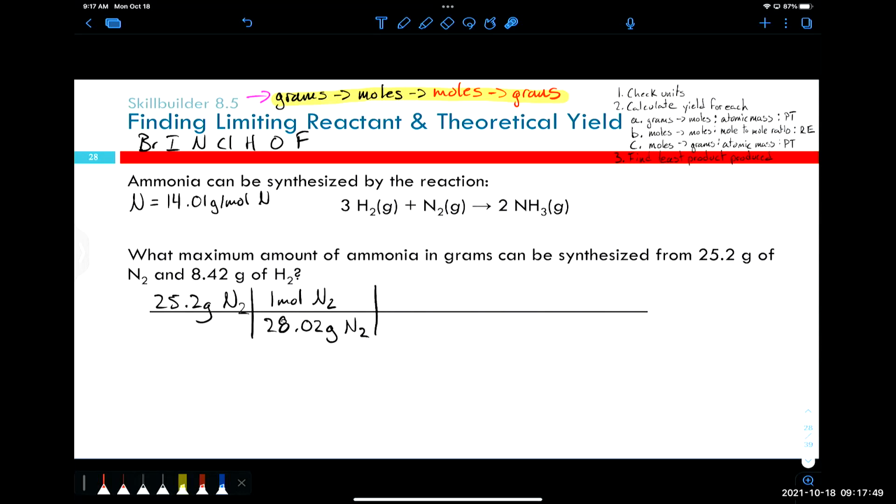So we're going to go from nitrogen, because we're starting with nitrogen here, and then we're going to ammonia. So we're going to do 1 mole of nitrogen is required for every 2 moles of ammonia that we make. So we're at units of nitrogen here. So we want to convert that 1 mole nitrogen, 2 moles NH3.